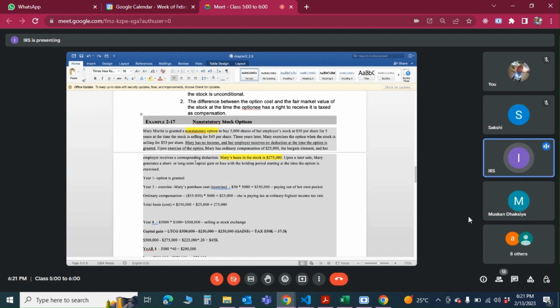Anyone else who can give the answer? Hemant, you need to tell how much is she paying? Hemant, are you there? Okay, is he not there? Ma'am, $250,000. Is that you, Sakshi? Yes, ma'am. Can you explain how this is coming? 5,000 shares times $50. $50 is the exercise price. Correct. Do you get it now?